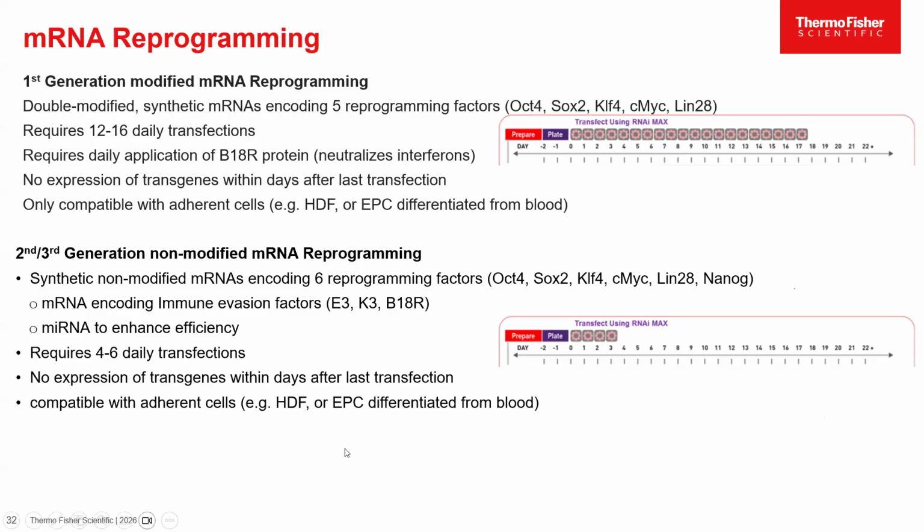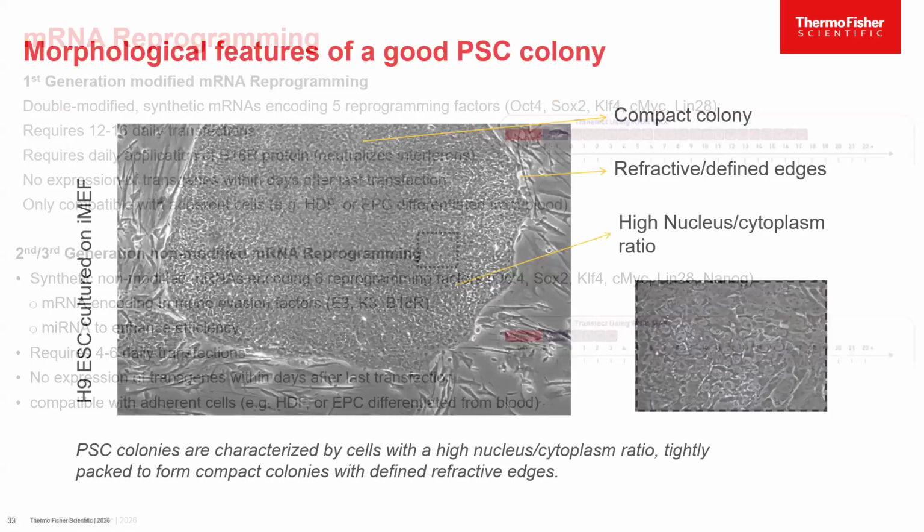So they're adding a little bit more immune evasion factors like E3, K3, as well as B18R. They add, I think, some microRNAs as well to increase reprogramming efficiencies, and the number of daily transfections there is lower. Now, this is one thing to keep in mind, right? Transfections in general are tolerated by the cells, but they're not ideal. So if you can minimize them as much as you can, that would be the way to go. And we'll talk more about this when we hit the characterization piece.